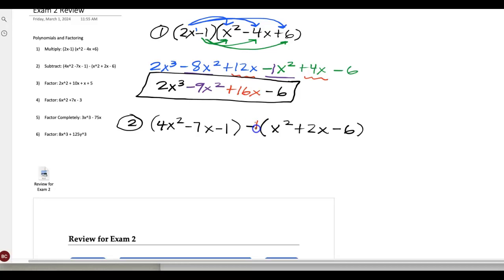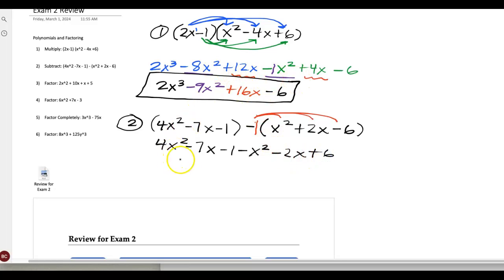But really what we want to do here is this is kind of like a negative 1 that we want to make sure that we're distributing to everybody, all right? And so when I do that, I'll have 4x squared minus 7x minus 1, none of these changed. But now if I'm distributing that negative 1 through, really I'm just changing the sign in here, right? And I've got to do it to all of these terms, so I get negative 1 times x squared is negative x squared, negative 1 times 2x is negative 2x, and negative 1 times negative 6 is positive 6.